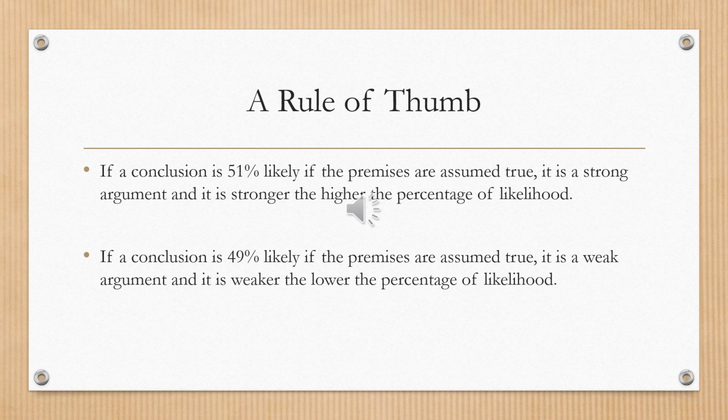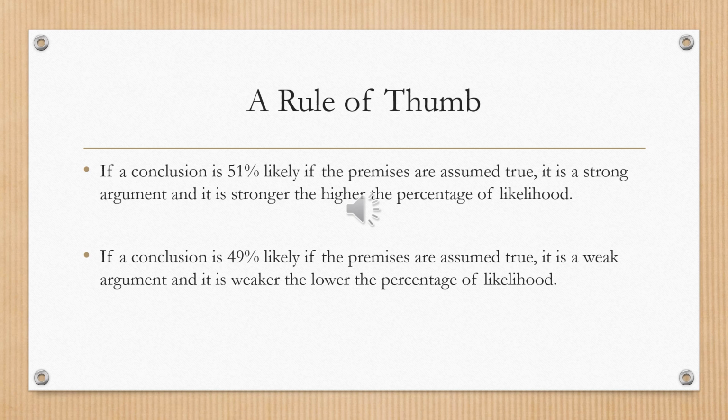So the idea is if a conclusion is 51% likely if the premises are true, then it's a minimally strong argument. And the more likely it is, the higher that percentage, the stronger the argument is. A conclusion that is 99% certain, if we assume the premises are true, is an extremely strong argument. And so strength is a spectrum from 51% likelihood up to 99.999% likelihood.